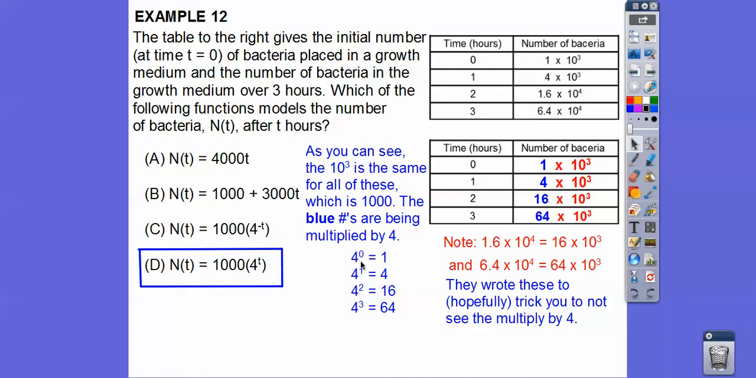Okay, so 4 to the 0 is 1, 4 to the first is 4, 4 squared, 4 cubed, and so on. So here's our 4 to these powers right there, times 10 to the third. Well, 10 to the third is that 1,000, so it's choice D right there.